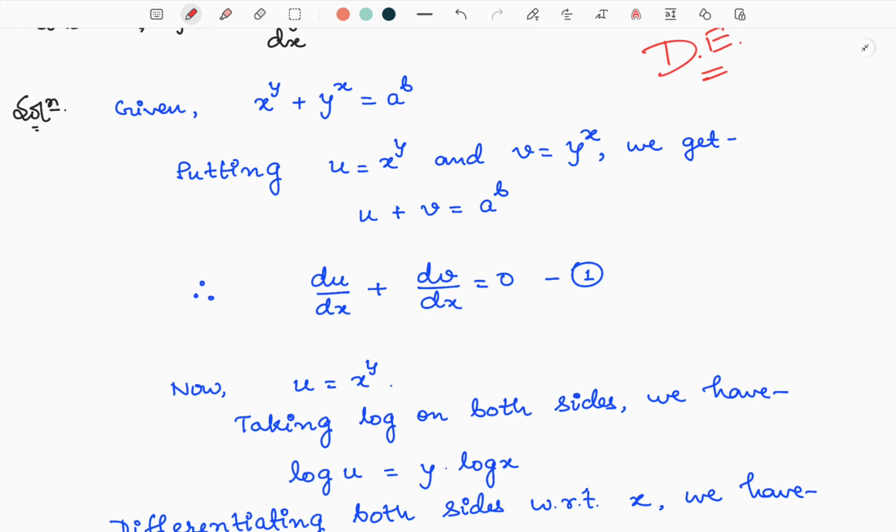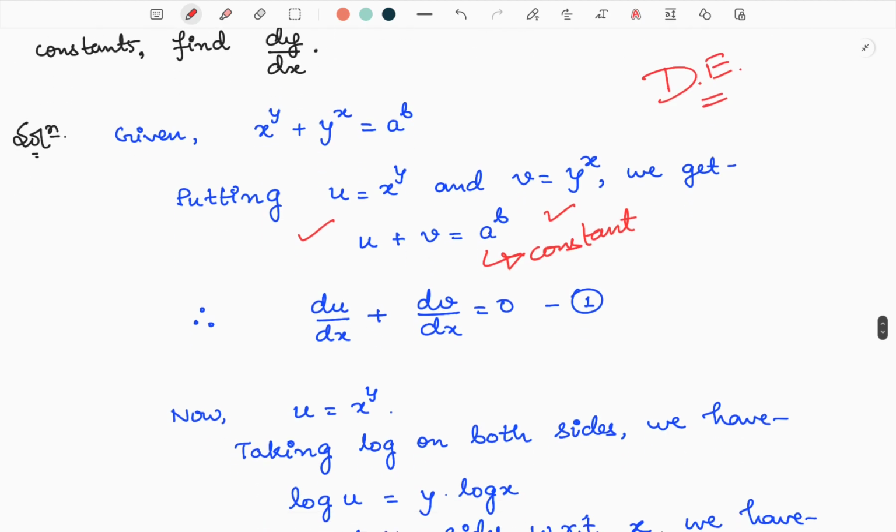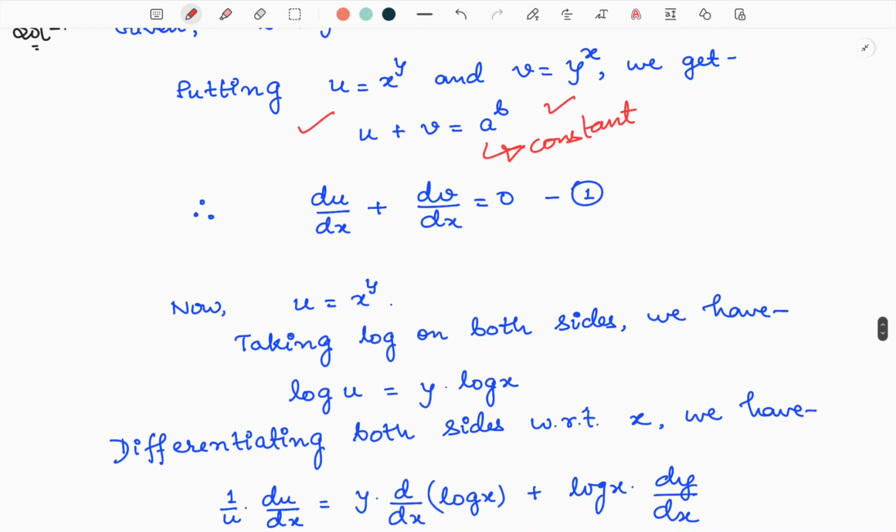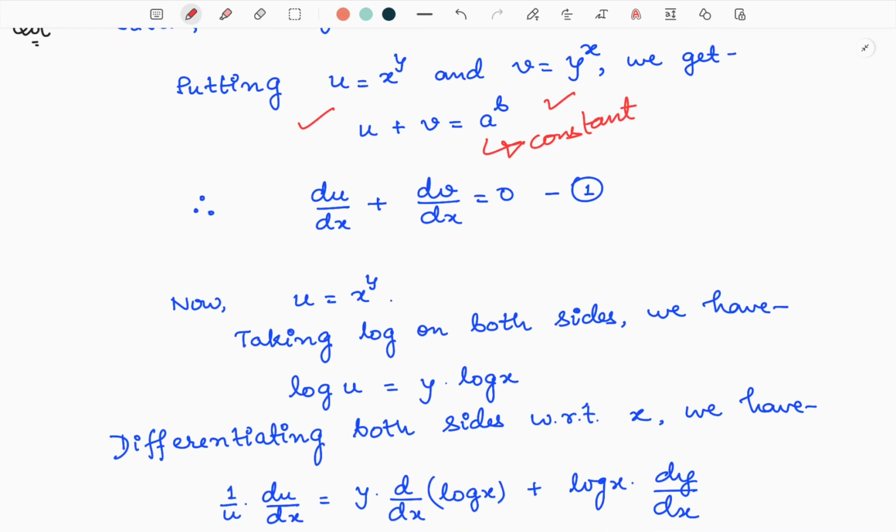As you can see, what I have done is I have separated x to the power y by substituting it as u and y to the power x as v. Now the question becomes u plus v is equal to a to the power b. Since a and b both are positive constants, a to the power b will also be constant, and the differentiation of a constant, as we know, is 0. So we don't have to worry much about this RHS part. What we have to worry about is the LHS part. So du by dx and dv by dx we have to calculate, because in the question we have to calculate dy by dx. So everything has to be differentiated in terms of x.